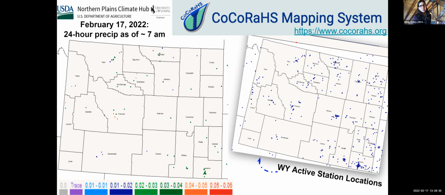And the zero precipitation is just as important as reporting precipitation that has been received. So you can see on the left-hand side, the map from about 7 o'clock this morning of precipitation throughout the state. This is a nice change compared to what we had been seeing the previous few weeks. Next slide.